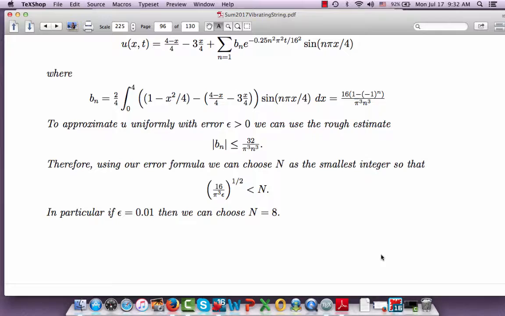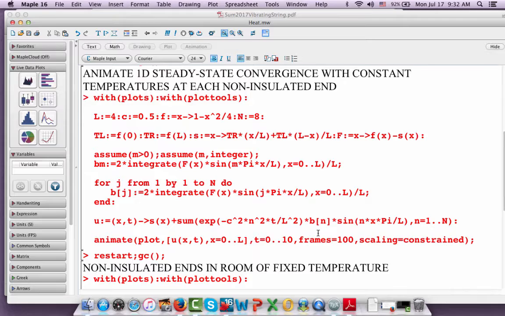So let's look at this animation. Again, just going through Maple, you don't have to use it, but this is how you would use it. Again, we introduce the tools that we need to animate things. We define our length as 4, define our c as 0.5, we define our initial temperature distribution function as 1 minus x squared over 4, and because of our error analysis, we know n equals 8 is good enough.